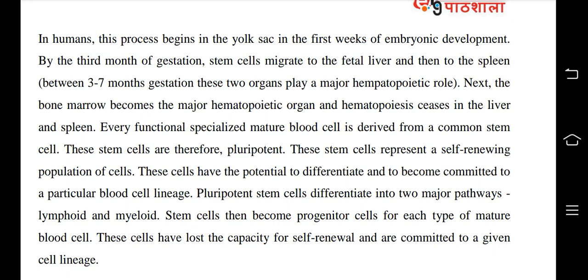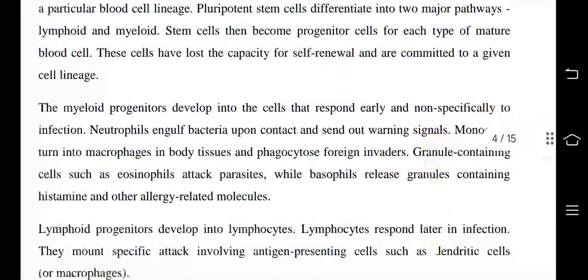Every functional specialized mature blood cell is derived from a common stem cell. These stem cells are therefore pluripotent. These stem cells represent a self-renewing population of cells. These cells have the potential to differentiate and to become committed to a particular blood cell lineage. Pluripotent stem cells differentiate into two major pathways, lymphoid and myeloid. Stem cells then become progenitor cells for each type of mature blood cell. These cells have lost the capacity for self-renewal and are committed to a given cell lineage.